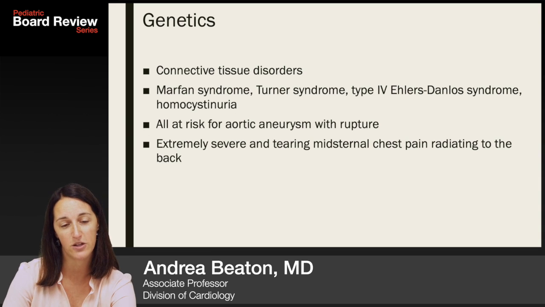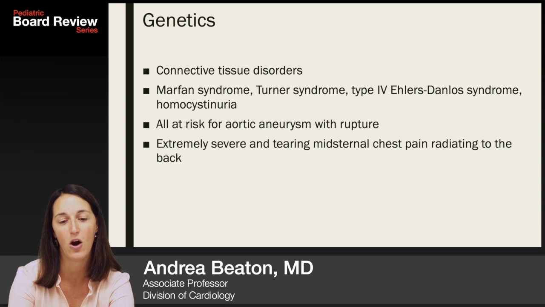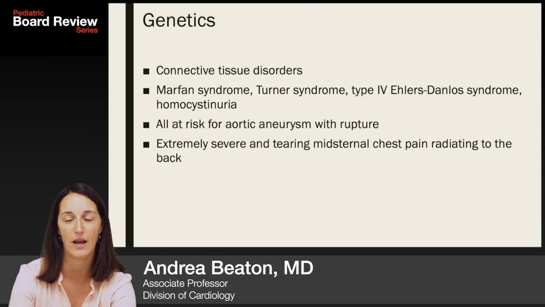The main ones to watch for are children with Marfan syndrome, Turner syndrome, Ehlers-Danlos syndrome, or homocystinuria. All of these children are at risk for aortic aneurysm and rupture. Again, your buzzword for aortic aneurysm and rupture is going to be the extremely severe chest pain with a tearing pain that radiates to the back.